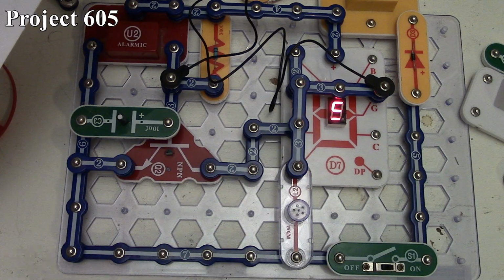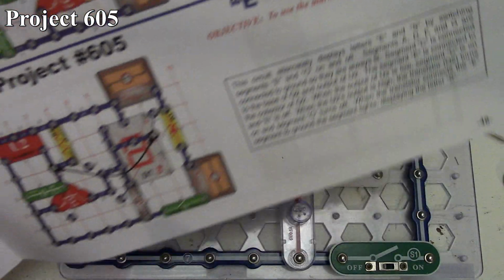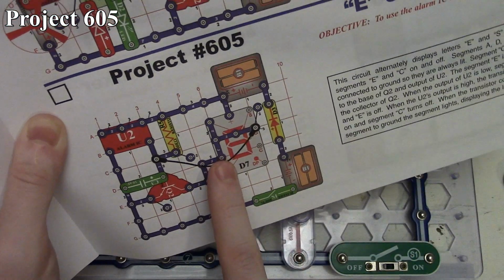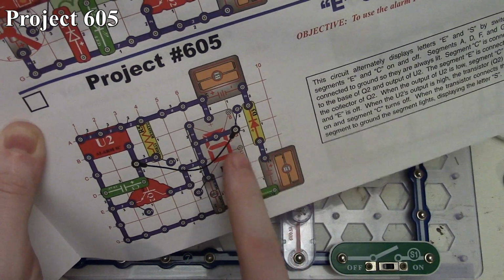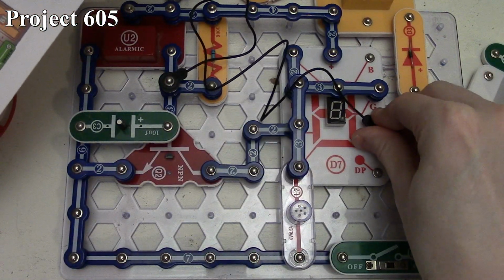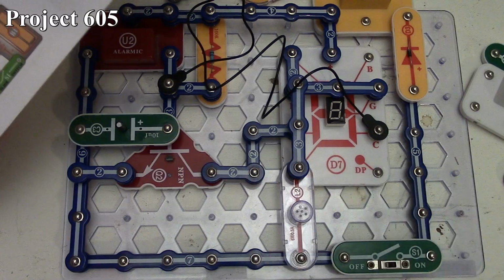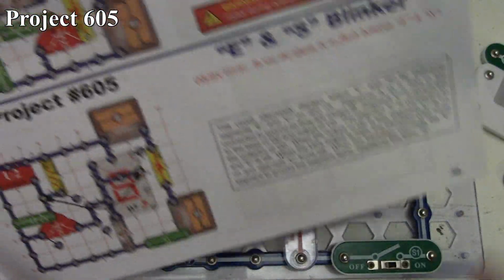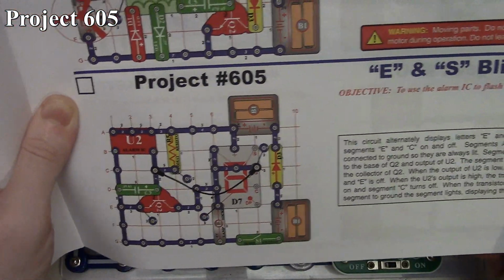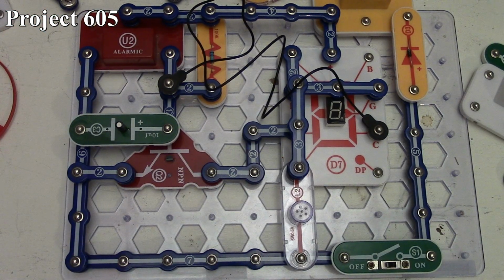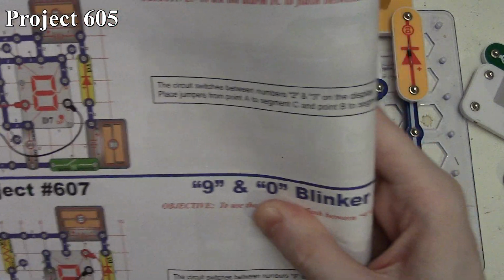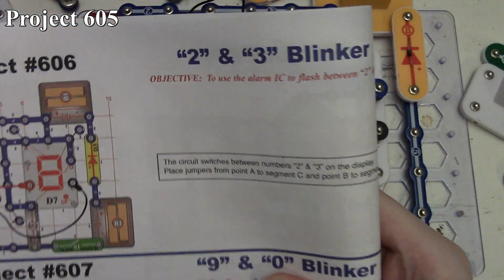And if it's like that, the circuit will never work correctly. So if you're having trouble when you build this circuit, realize that this picture is not correct. It needs to be at that point on segment C for it to behave correctly. Yeah, it's another one of those oversights that ELENCO made when they made the manual. So we're going to continue on to Project 606, and that is the 2 and 3 blinker.